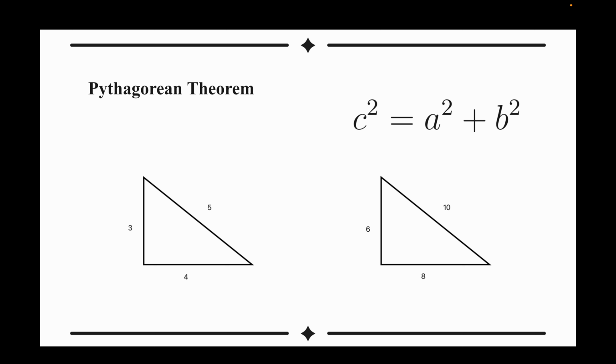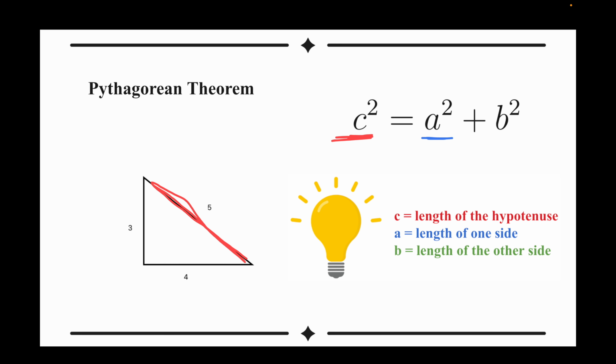The Pythagorean theorem is a really high-yield equation which states that the length of the hypotenuse, or c squared, equals the sum of both of the lengths of the sides of the triangle squared, or a squared and b squared. C will always refer to the hypotenuse, which is the longest side. A and b can refer to either side of the triangle. For the sake of this triangle, let's call this side A and this side B.